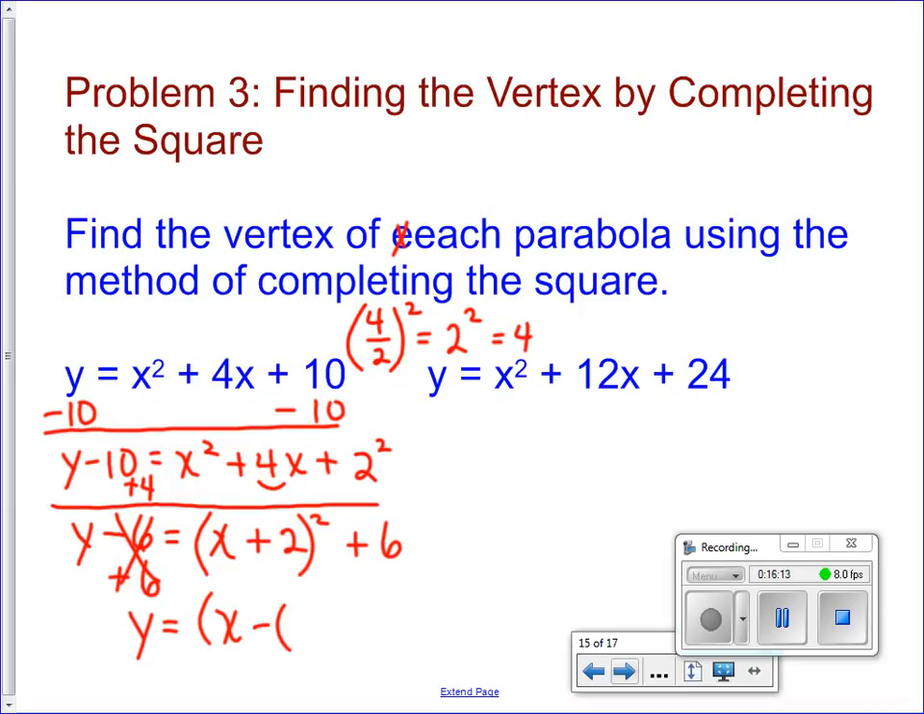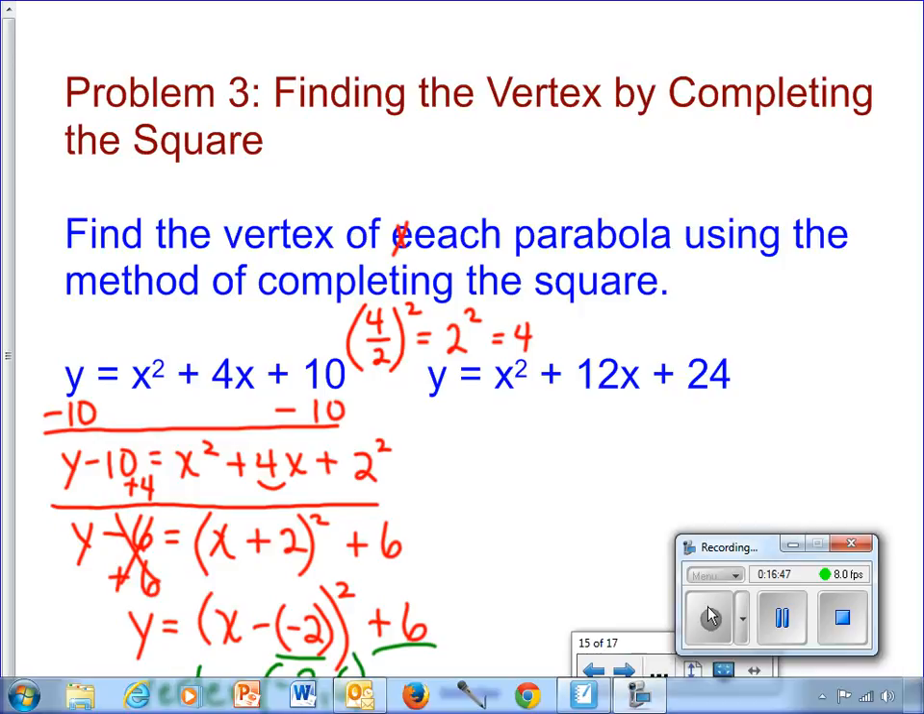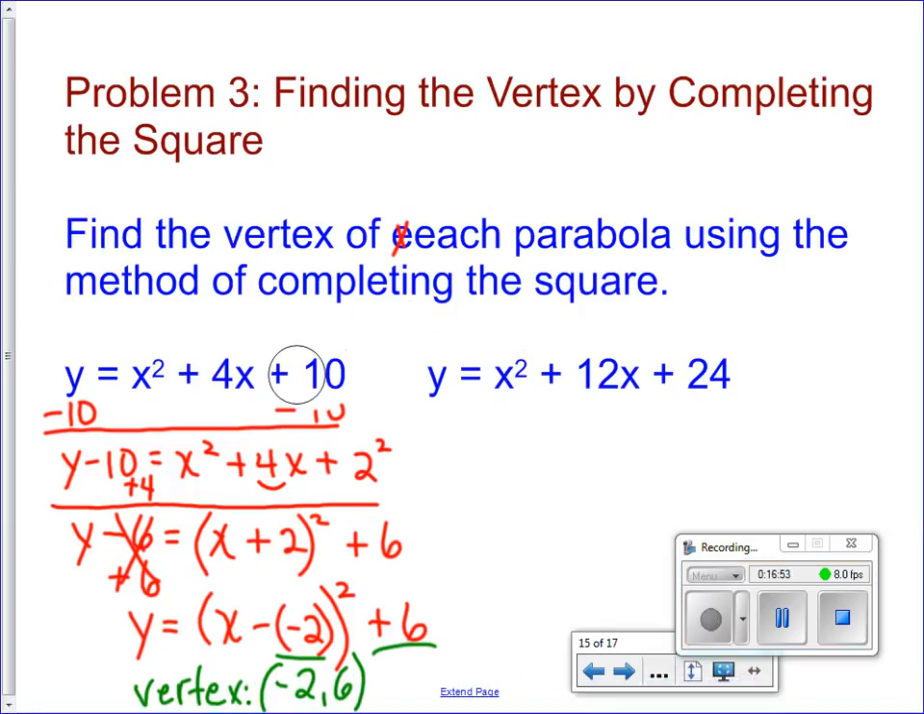I'm going to rename that plus 2 as minus a negative 2, plus 6. And our vertex for this problem, remember, this is our h and this is our k. So the vertex of the graph of this equation would be at negative 2, 6. All right, I'm going to erase this to make a little room for my next problem.